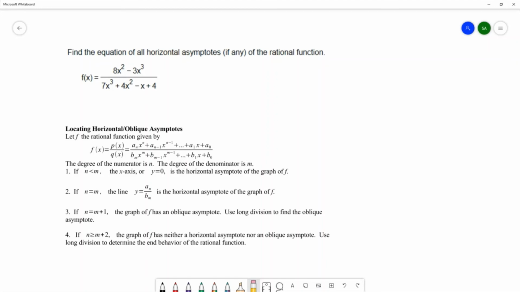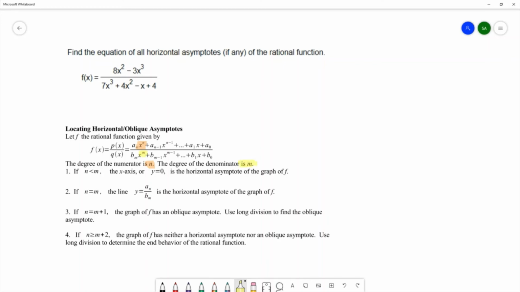Now the degree of the numerator is the highest power on x, and that's what we see here. It's listed as n. That's the degree of the numerator. It's the highest power on x from the numerator. And then it's also based on m, which is the highest power on x from the denominator. That's the degree of the denominator.